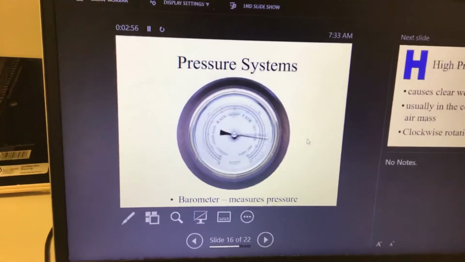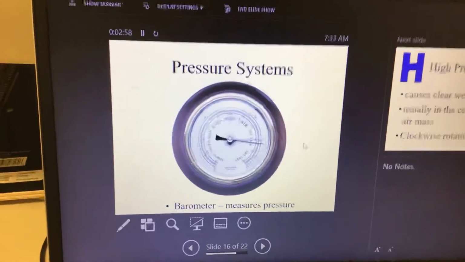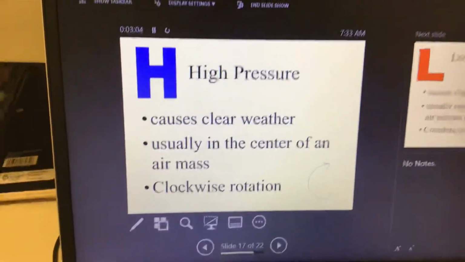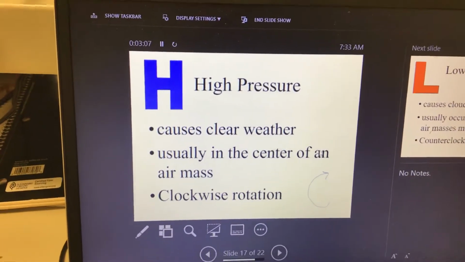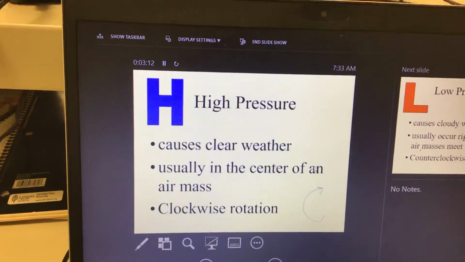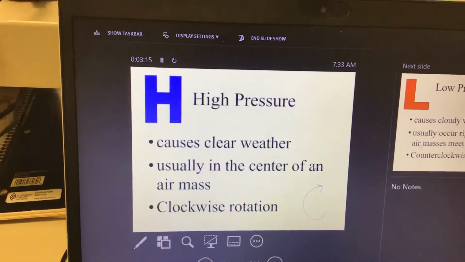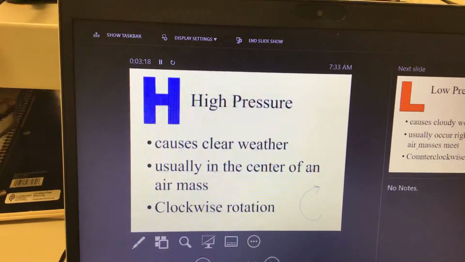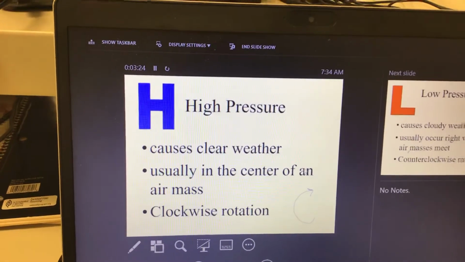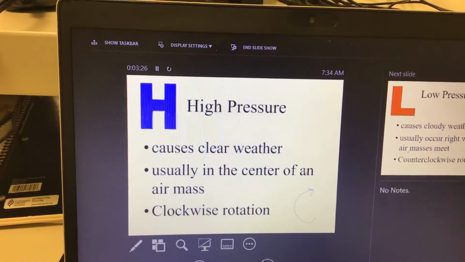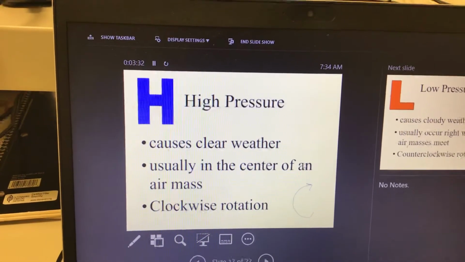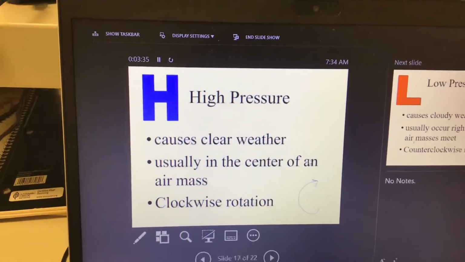All right, now pressure systems. Remember atmospheric pressure, a barometer is going to measure that. I would write this down. High pressure usually means clear weather. It means we are in the center of an air mass. It might be warm air, it might be cold air, but we are in the center of an air mass. High pressure usually means clear skies. So it doesn't necessarily mean nice warm weather. We had some days over Christmas break where it was high pressure. It was clear out. It was still cold, but it was clear out.